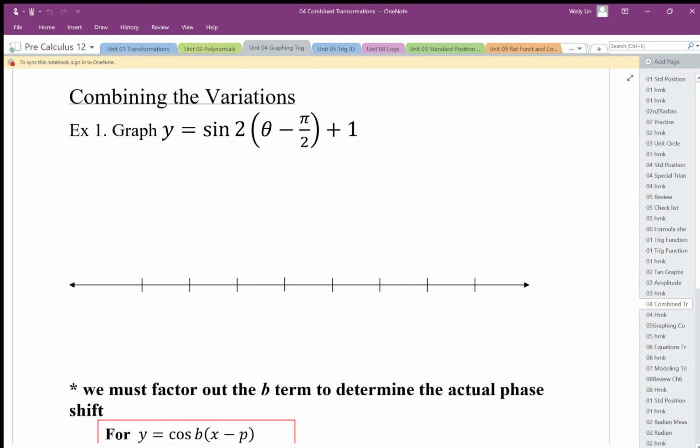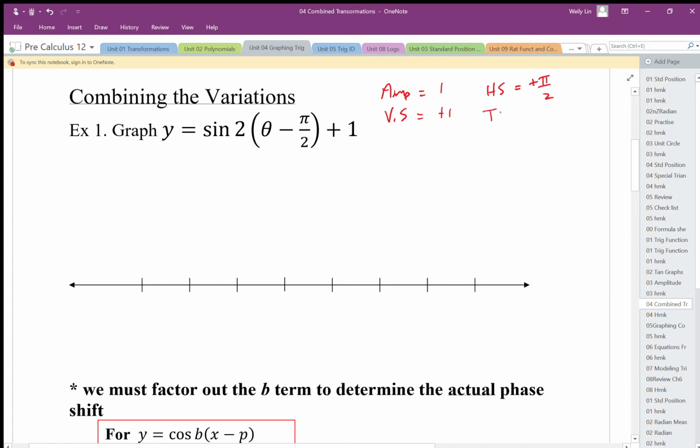So when we're graphing this, we want to know the amplitude. Amplitude is 1. We want to know the vertical shift. That's going to be equal to +1. We want to know the horizontal shift. Since it's in factored form, we're going to use this factored form, and we end up with a shift of plus pi/2.